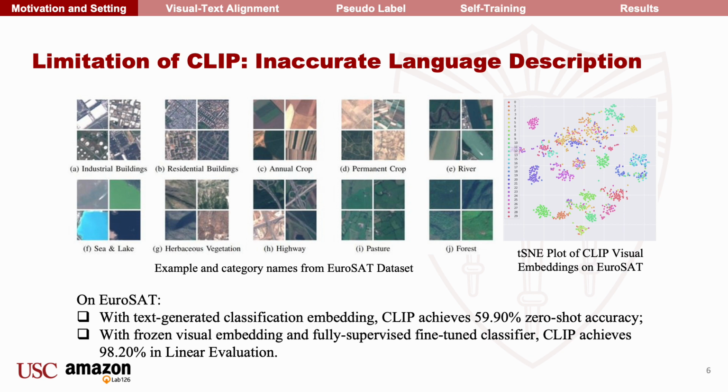For example, on the Eurosat satellite images, ReCLIP achieves 98.2% linear evaluation accuracy with the frozen visual embeddings. As shown by the t-SNE plot on Eurosat images, ReCLIP generates discriminative visual embeddings that cluster well based on their categories. However, the zero-shot accuracy of ReCLIP is only 59.9%. One possible explanation is that the category names such as industrial buildings and permanent crop cannot effectively describe the difference of visual patterns from different satellite image categories.